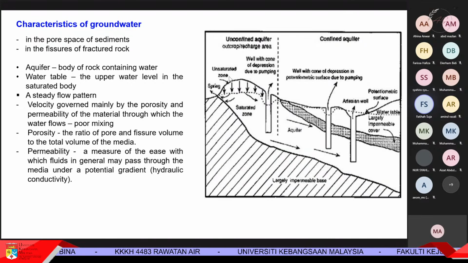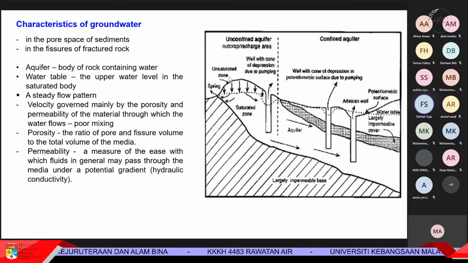Sometimes you have these types of rocks, then the contamination, because it's soluble, will vary with time. So your contaminant will also vary with time. Okay.